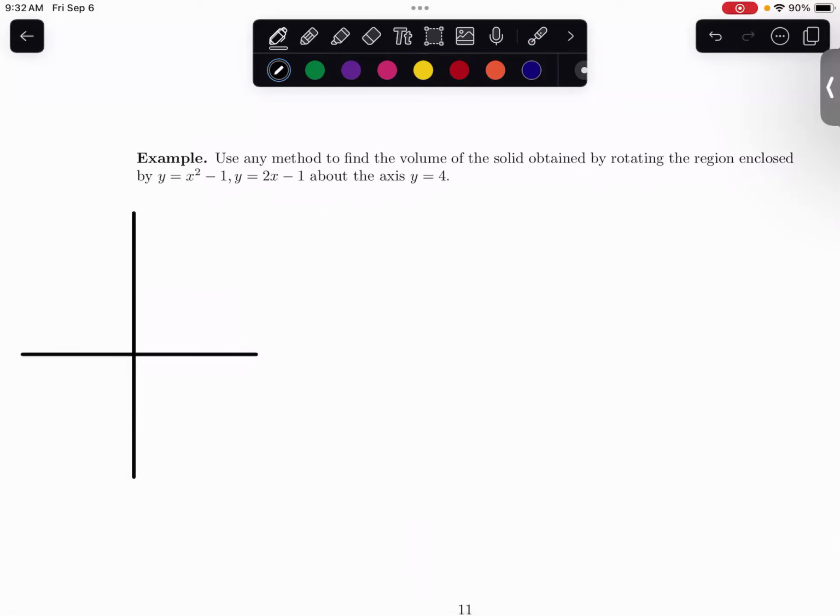Okay, so the picture looks something like this. We have two graphs: x squared minus 1, which is a parabola facing upwards, starting at y is equal to -1.